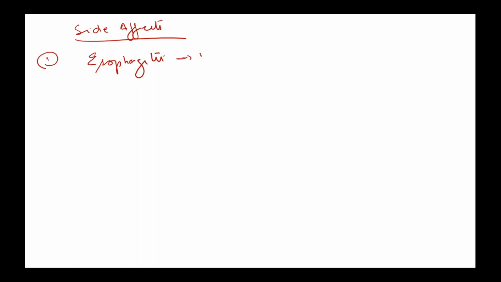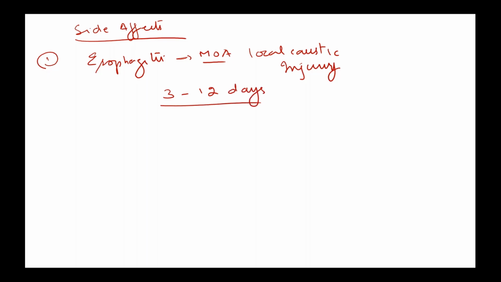What is the mechanism of esophagitis? It can cause local caustic injury to the esophagus. Usually it happens in 3 to 12 days after you prescribe doxycycline.